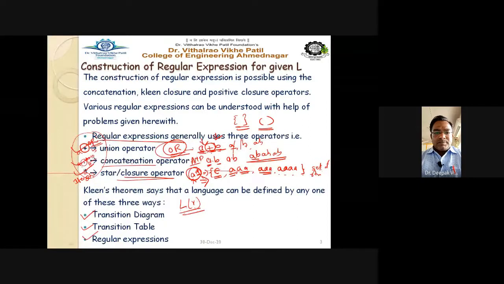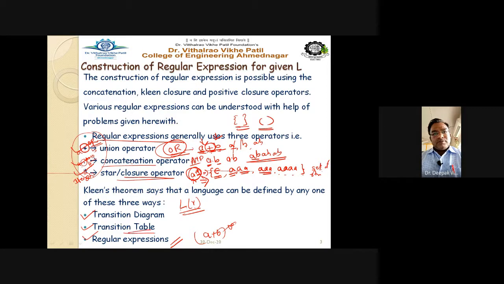Suppose there is a formal language which consists of symbols A and B, having any number of A and any number of B. The language consists of strings having any number of A and any number of B. This language can be represented as a regular expression. You can write a regular expression for any number of A and any number of B.